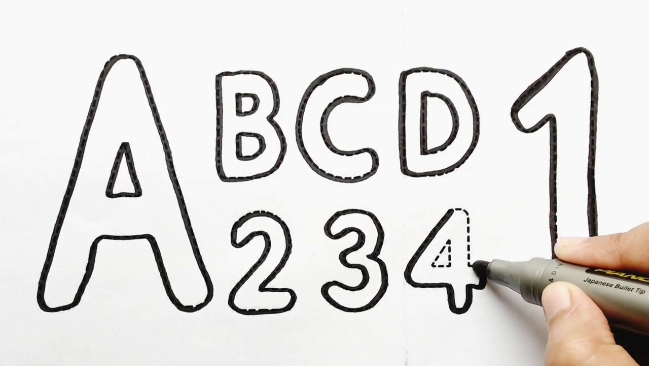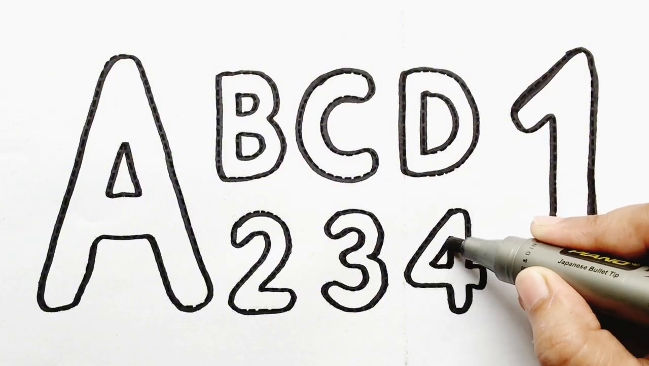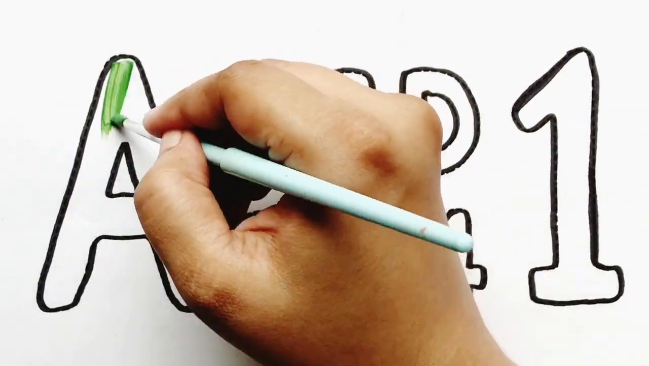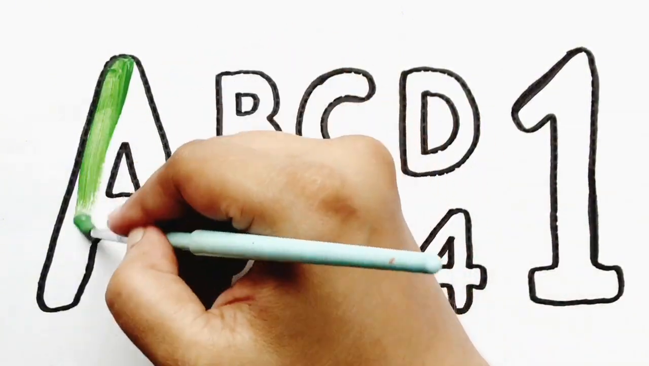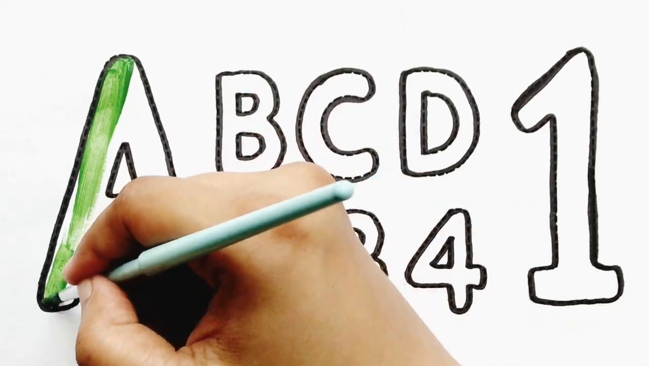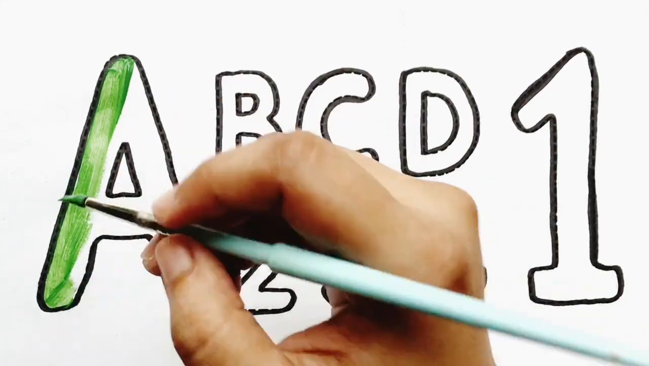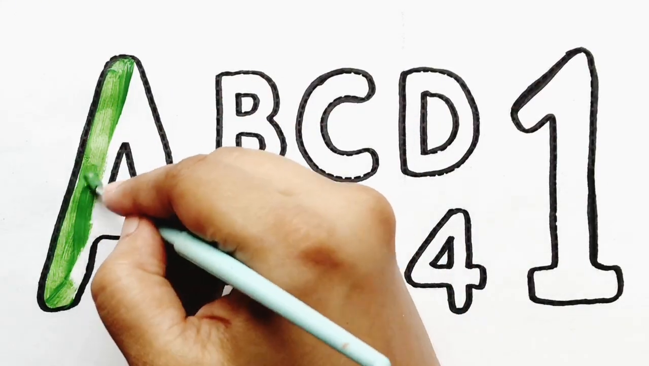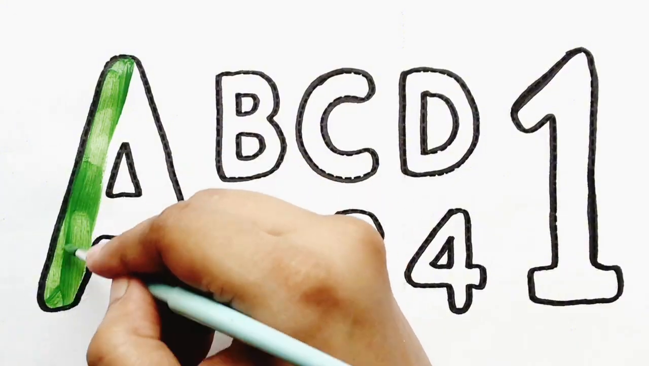Let's paint with green color. I paint this letter. This letter is A. Capital letter A. A for apple.